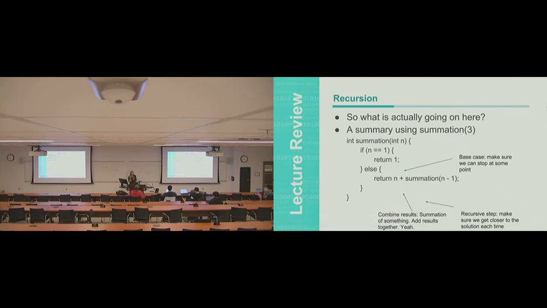So what's actually going on here, as we saw before, is the base case, so we want to make sure that we can stop at some point. And then we have the recursive steps. I don't know why all these arrows got off, but basically the recursive step is referring to calling summation again. Each time we want to make sure that we're getting closer to the result. So if we forgot the minus one, then we're not decrementing n every time, so we're just going to be calling summation of three every single time and not making any progress. Since we're making sure that we get closer to the solution each time, we also want to make sure that we combine the results, because for all of the subproblems that we're creating, we want to get to the overall solution. So with n plus summation of something, we add the results together. That's what we end up getting with summation.